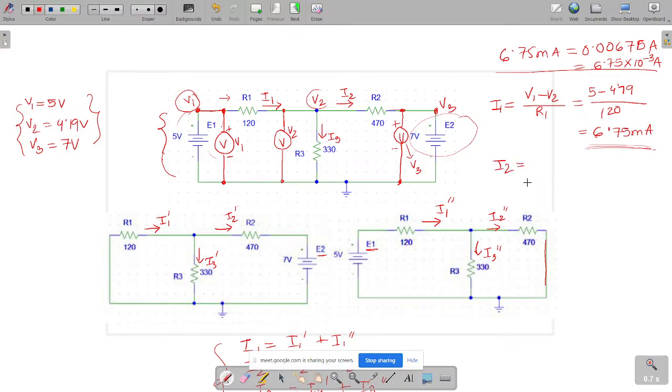How do we calculate I2? V2 minus V3 divided by R2. Okay, very good. So V2 minus V3 divided by R2. V2 is 4.19, and V3 is 7, divided by 470. So what do we get? Minus 5.979 milliampere.